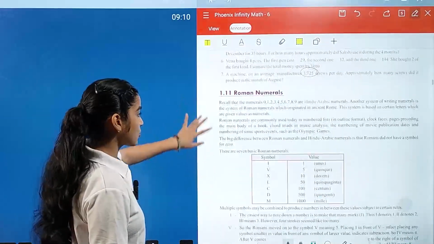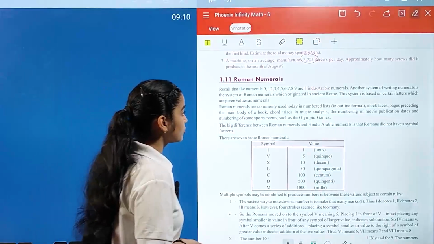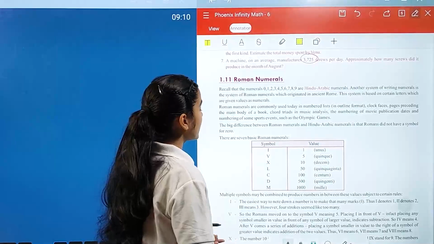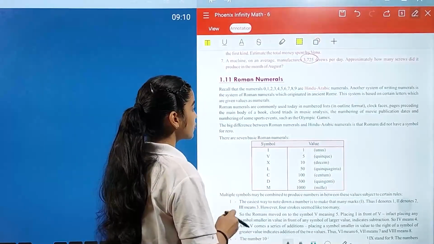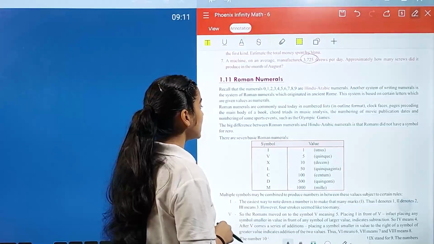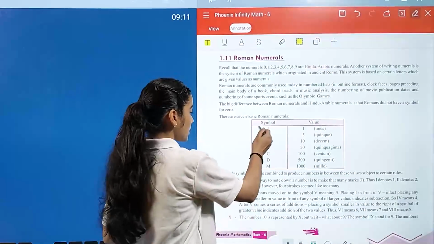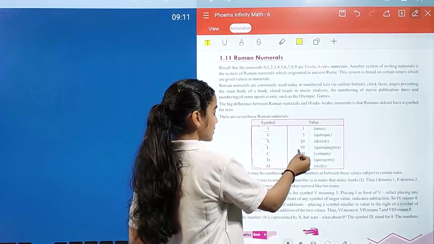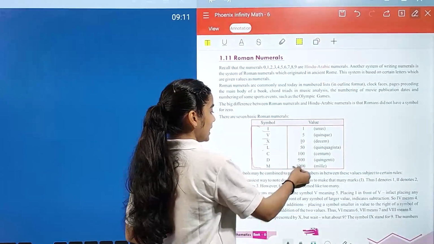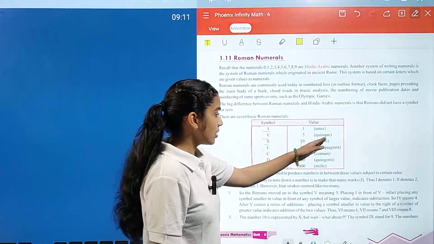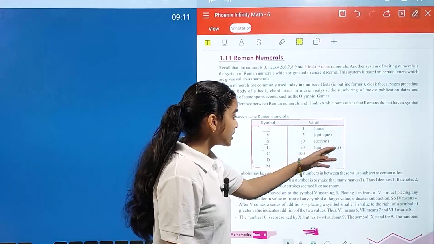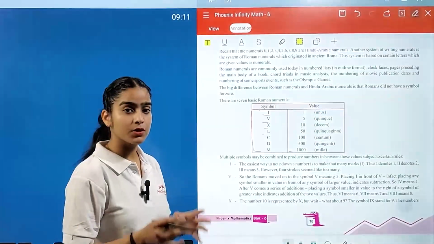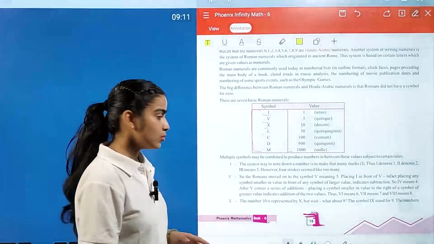Now we shift to our next topic, Roman numbers. Recall that the numerals 0, 1, 2, 3, 4, 5, 6, 7, 8, 9 are Hindu-Arabic numerals. Another system of writing numerals is the system of Roman numbers, which originated in ancient Rome. The system is based on certain letters which are given values as numerals. So these are your numerals. I means 1, V means 5, X means 10, L means 50, C means 100, D means 500, and M means 1000. Unus, quinque, decem, quinquaginta, centum, quingenti, and mille. So these are the terms we use for translating our numbers into Roman numbers.